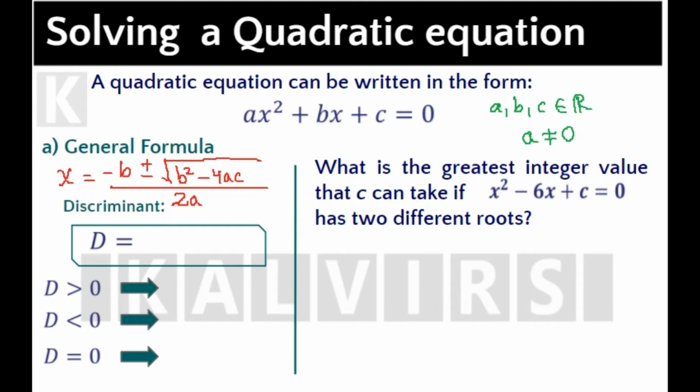We're not going to use this formula in order to find the solutions or roots of the equation, but we're going to use the discriminant, that is this expression inside the square root. The discriminant D equals b squared minus 4 times a times c. And if the discriminant is a positive number, it means that the quadratic equation has two different solutions or two different roots.